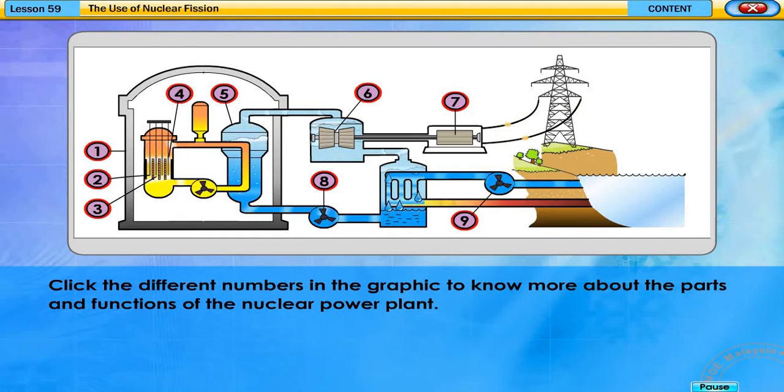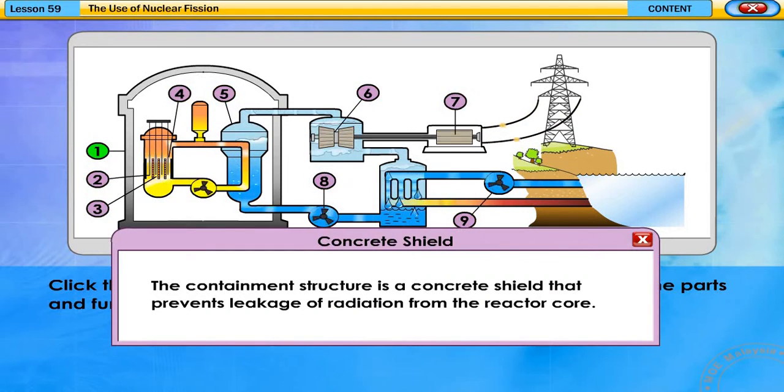Click the different numbers in the graphic to know more about the parts and functions of the nuclear power plant. The containment structure is a concrete shield that prevents leakage of radiation from the reactor core.